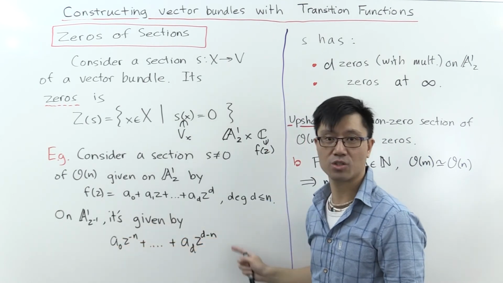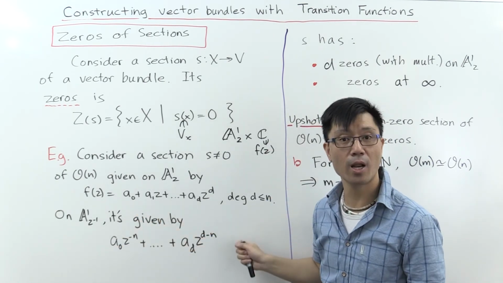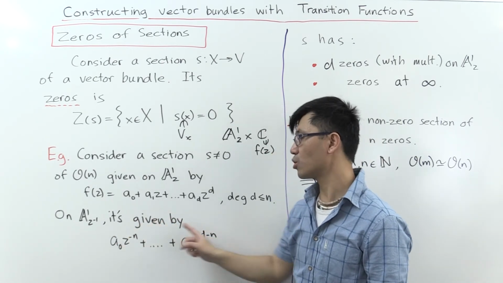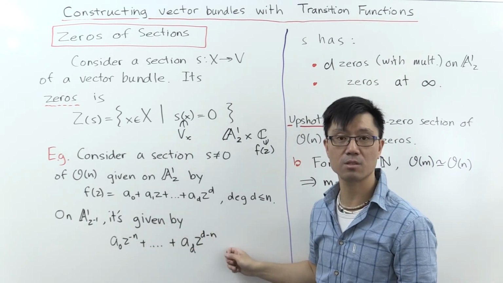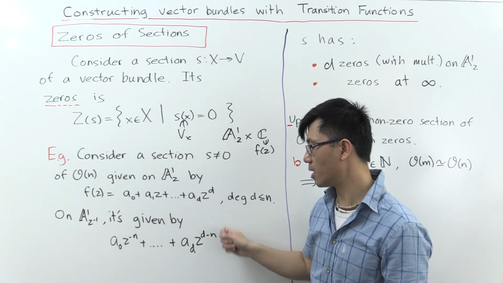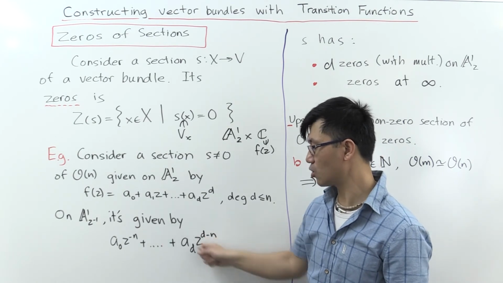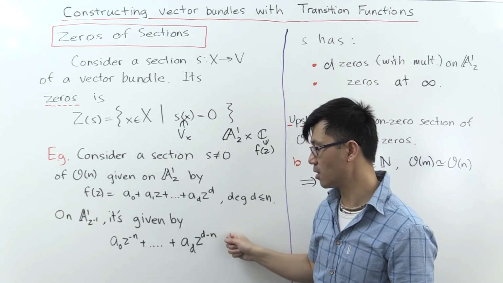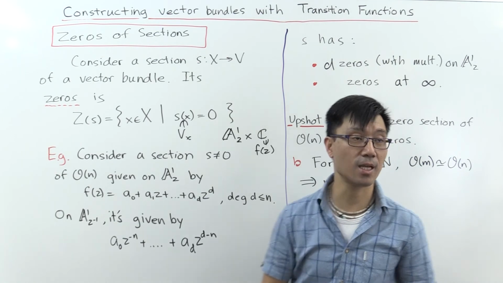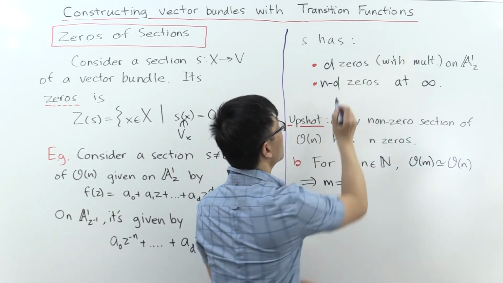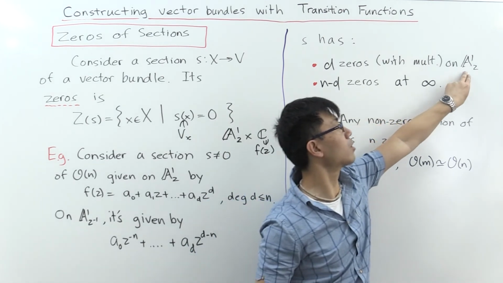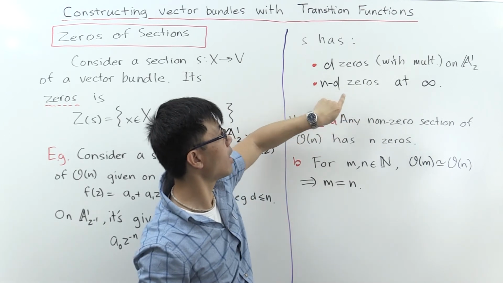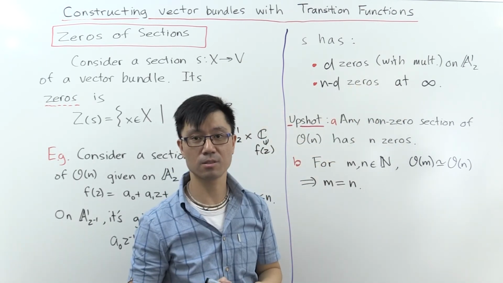What about on the other patch? So the only point that we're missing here is what happens at infinity. Okay, so here we want to look at this at infinity, which means as a polynomial in z inverse. And what is the order of the zero at z inverse? Well, you have this term here that tells you what's going on, z to the d minus n. That tells you that the order of the zero at infinity is n minus d. So it has d zeros on the complex affine line, and at infinity it has n minus d zeros.